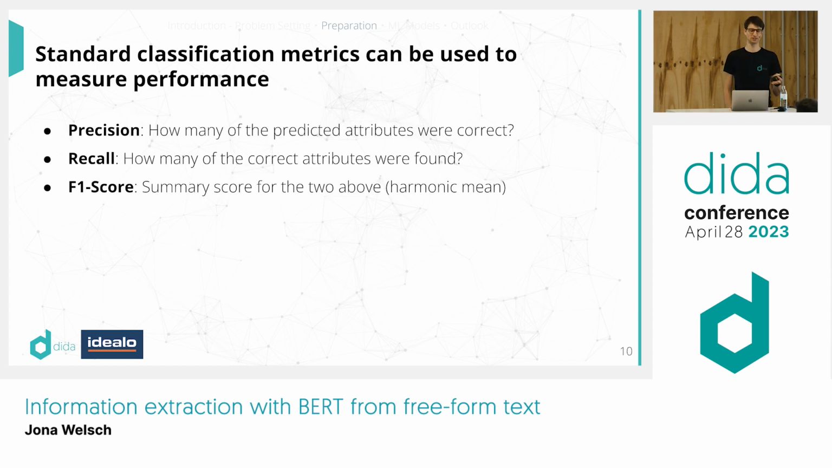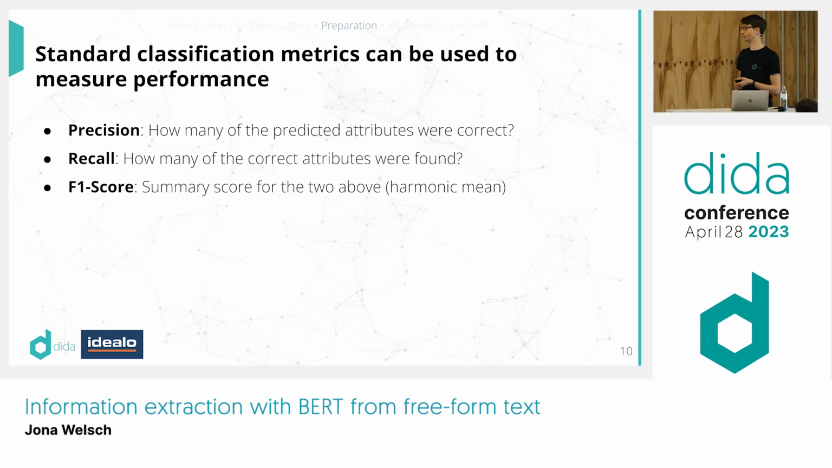Performance metrics are pretty easy. Since this is basically a classification problem for every single number, I want to know: does this correspond to a certain attribute, and if yes, to which attribute? So I can just use classification metrics, meaning precision, how many of the predicted attributes were actually correct, recall, how many of the correct attributes were actually found, and then the summary score of the two, the F1 score.